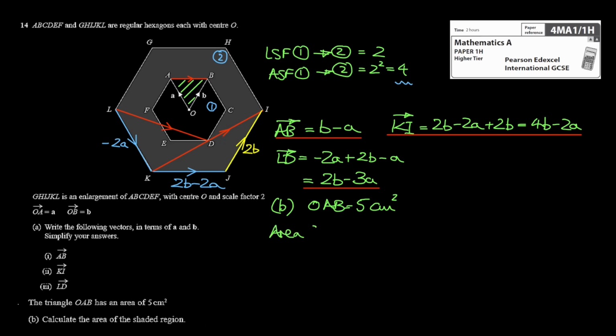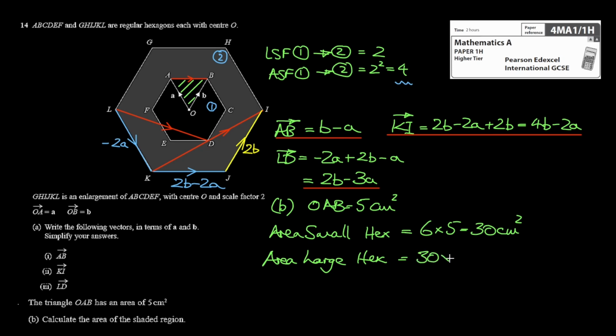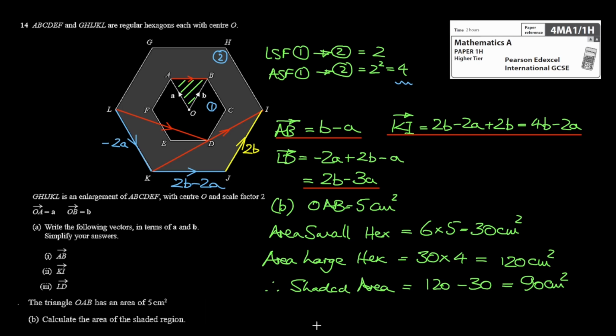So area small is equal to, how many sections of this? 1, 2, 3, 4, 5, 6. So it's 6 times 5, which is equal to 30. The area of the large hexagon must be equal to 30 multiplied by 4, which is equal to 120. So therefore shaded area is equal to 120 minus 30, which is equal to 90. And this is centimeters squared. And that's your answer.